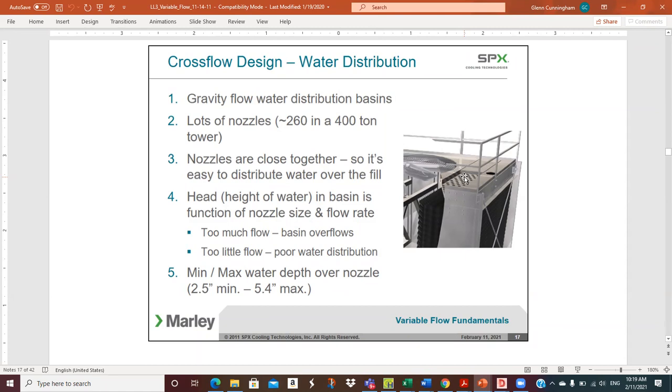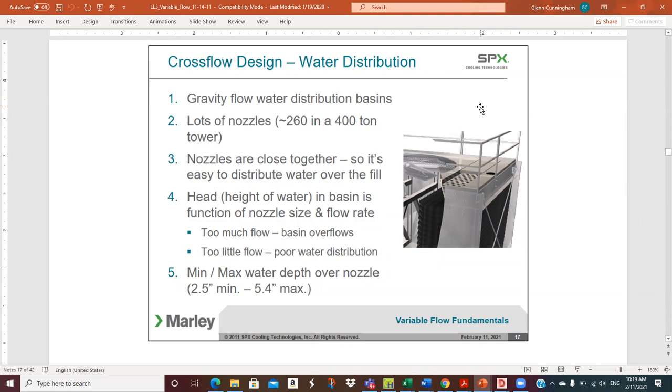The nozzles are close together, so it's easy to distribute water over the fill. And of course, you've got little chambers like that all around on both sides. The pump pumps it up, and you've got a pipe going in here that feeds water out into these basins. And there's another pipe coming on the other side to feed the basins over there.